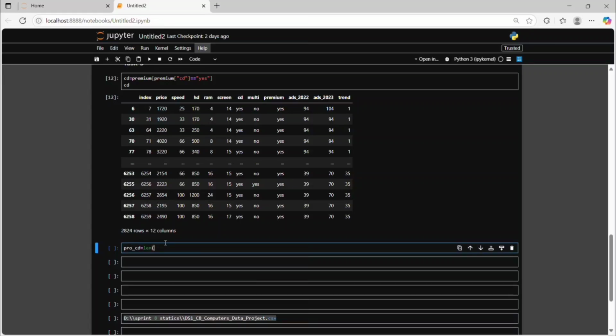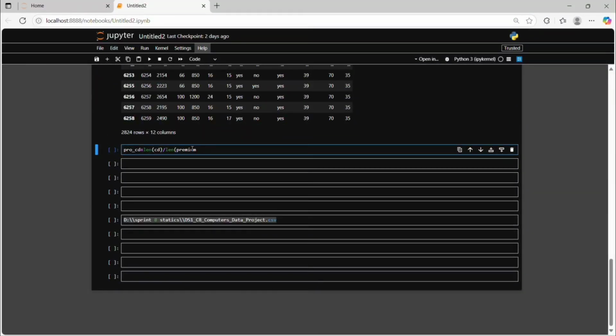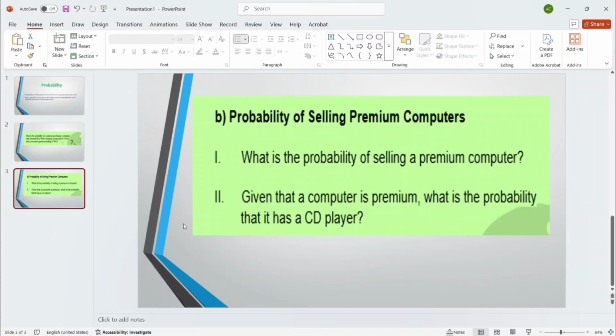I use the same technique again here. Length of CD divided by length of, here we don't need our whole data, we need only our premium data set, as mentioned in the question also. So as you can see, there is a 50% chance of getting a CD player from my premium computer set. So our third question is completed.